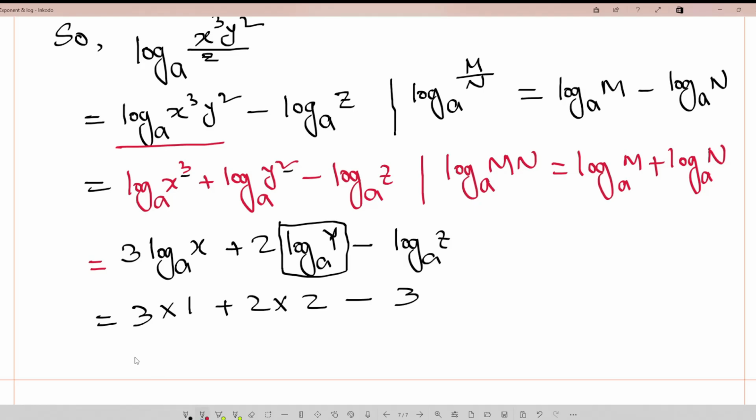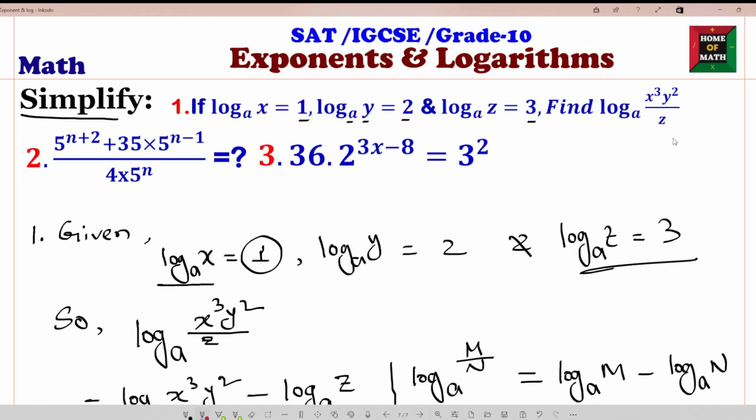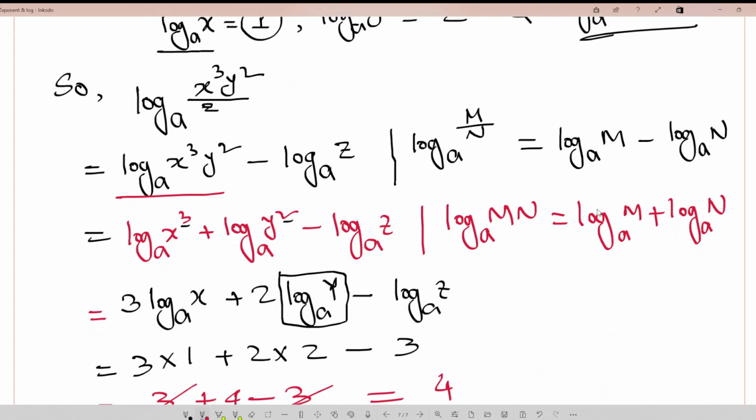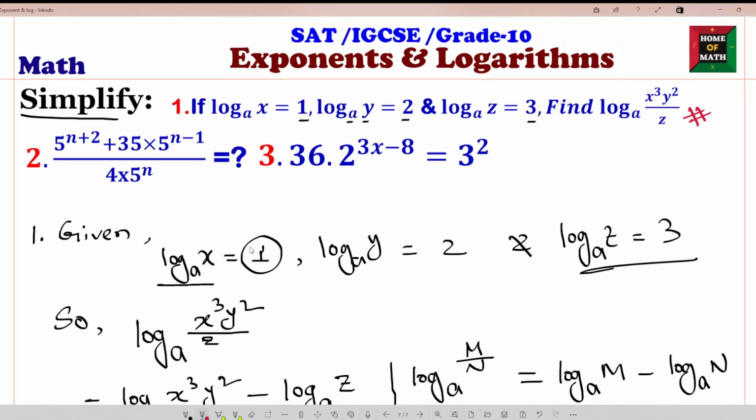Now simplify 3 plus 4 minus 3. So plus 3 minus 3 cancels out. The answer is 4. Okay, very simple and also very important. Once we find these kinds of problems, first we have to simplify and then put the value. So our answer is 4. So the first question is done.